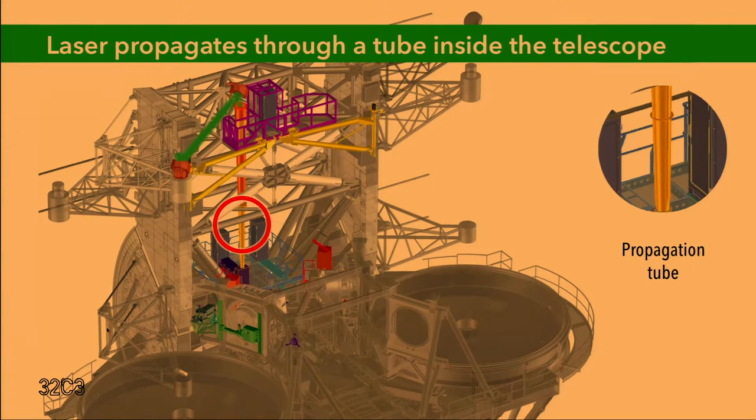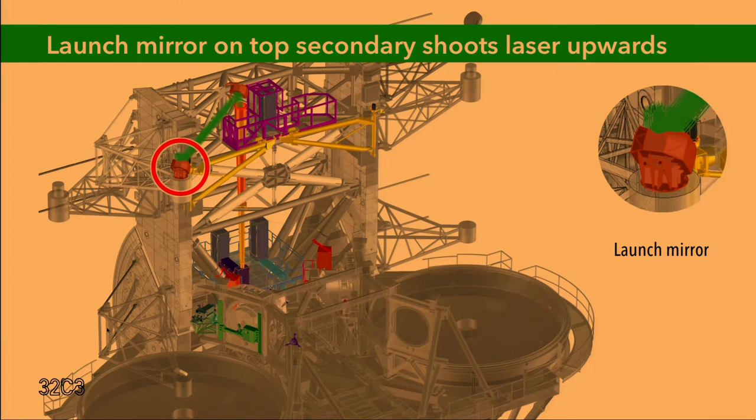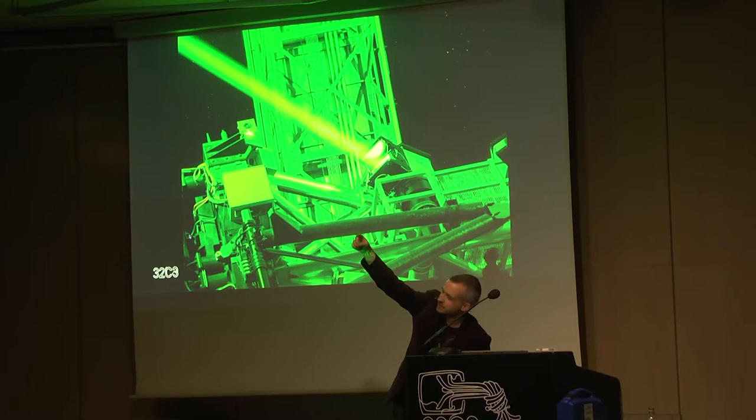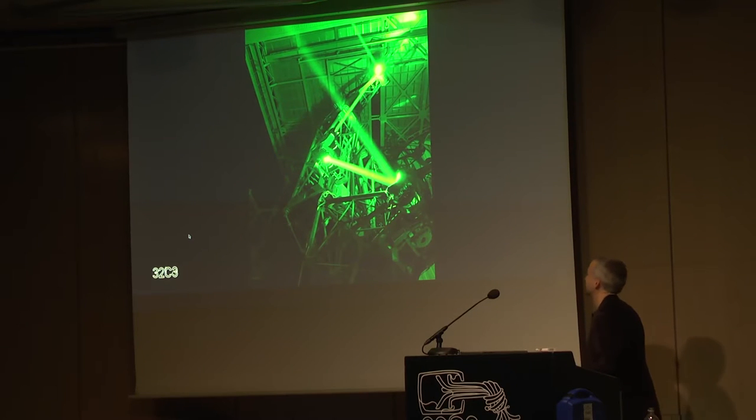So once you have produced the lasers, you need to propagate them through a tube onto a folding mirror, and from there to a launch mirror. Yes, and then it looks like this. So the lasers come from here into that, and then over to the other side, over the secondary mirror, and then are shot right up into space, like this. Okay, so if you want to have that at home, yeah. But I can tell you, the whole facility does cost less than one fully equipped Eurofighter.